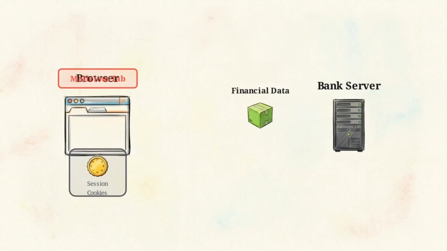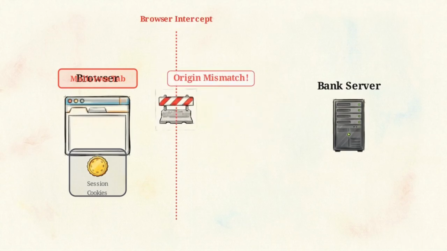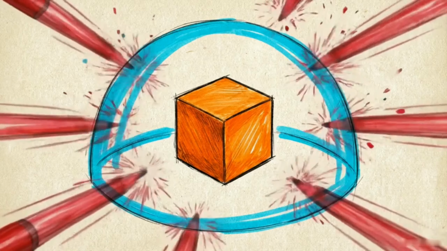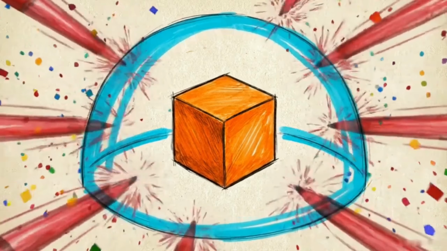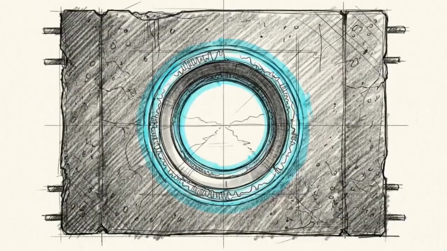The browser gatekeeper intervenes here. As the data arrives, the browser recognizes the origin mismatch and destroys the payload. The same origin policy acts as a shield for your session data, preventing malicious scripts from accessing information that was never intended for them. Cross-origin resource sharing is the standardized mechanism for punching a controlled hole through this isolation.